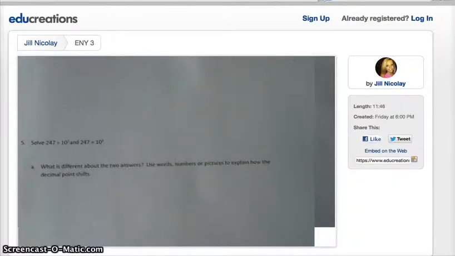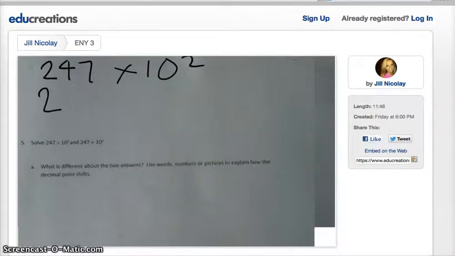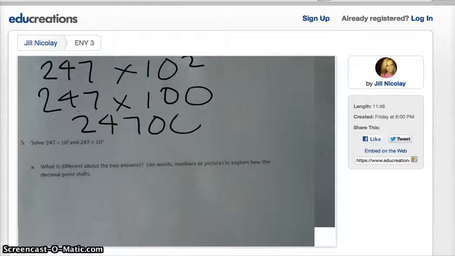For number 5, solve 247 times 10 to the second power. So what I want you to do first is write 247 times 10 to the second power, which is 247 times 100. 247 times 100 is 24,700. I know that because in 247, my decimal point comes after the 7.